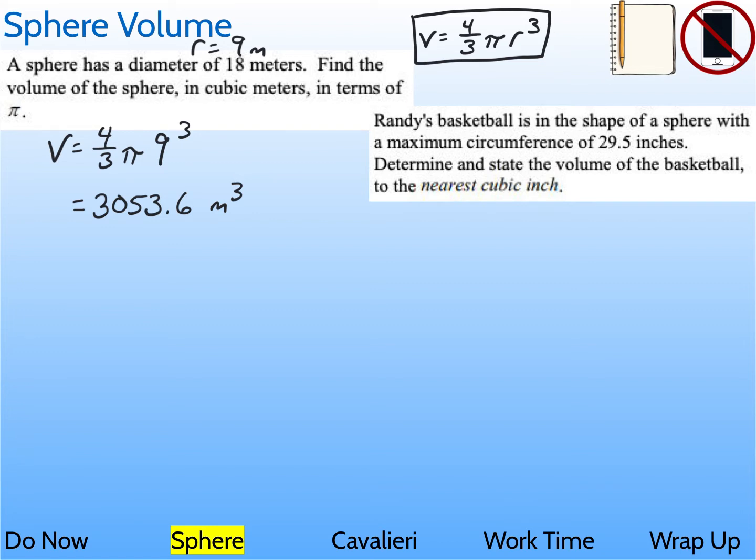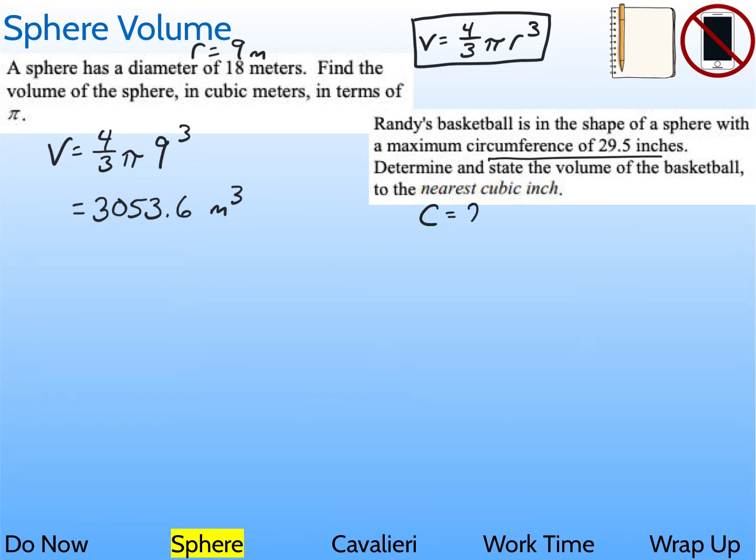So the next problem says that Randy's basketball is in the shape of a sphere with a maximum circumference of 29.5. We need to find the volume. So from the circumference, we should be able to find the radius and then just plug it back in, because of course you remember that circumference is 2 times pi times the radius. So in our case, we have 29.5 equals 2 pi times the radius.